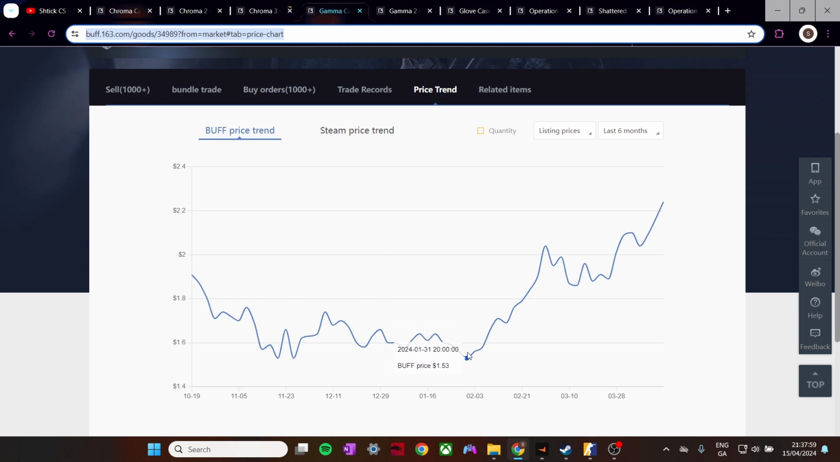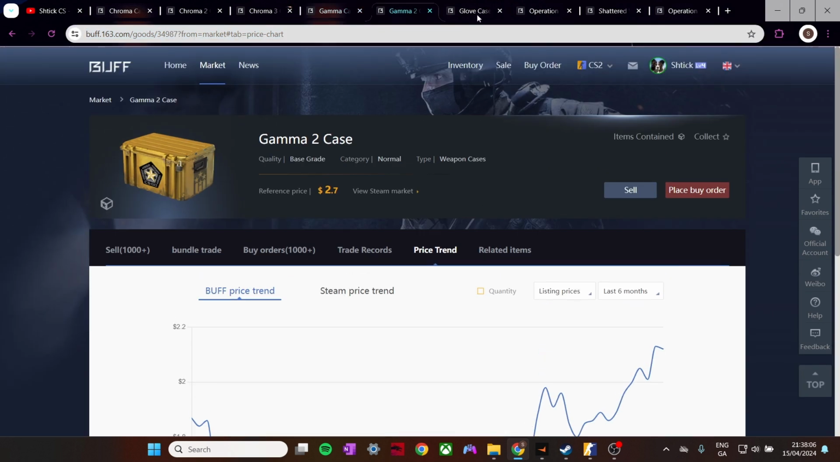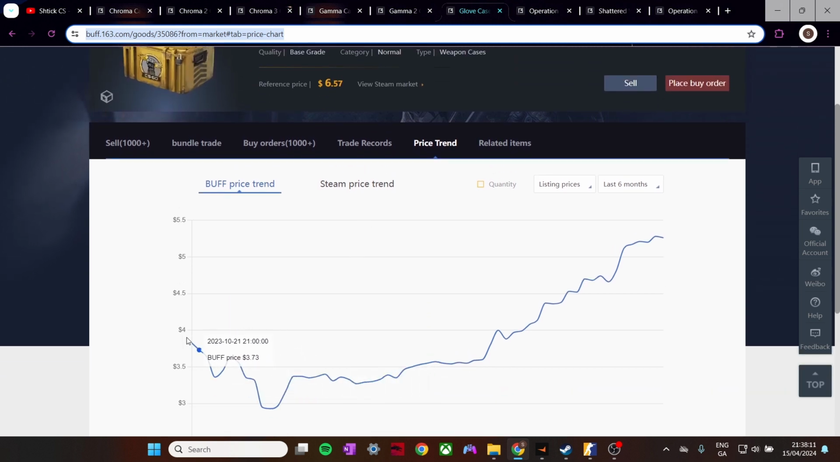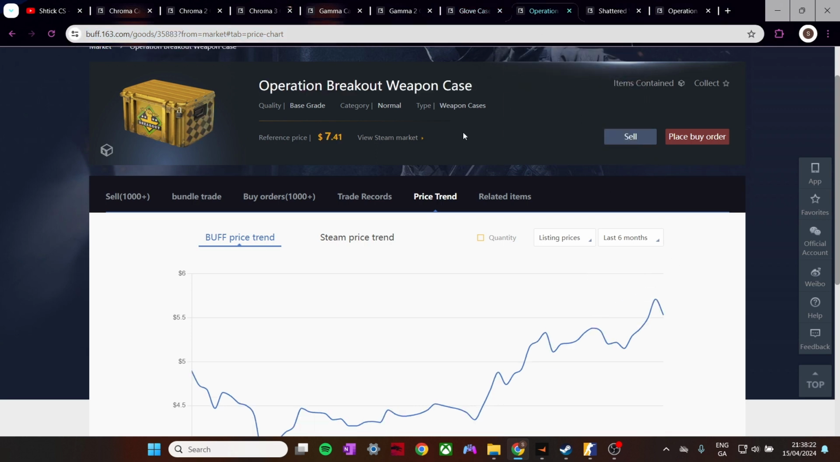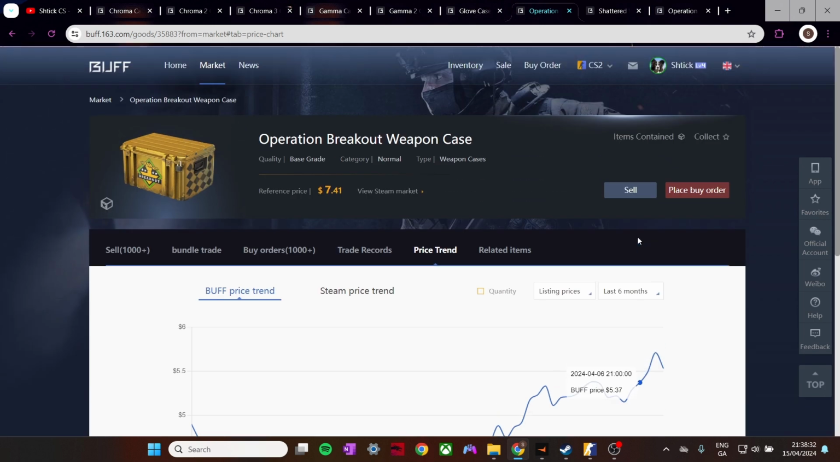These were down at $1.53 and now they're up at $2.24. Same with Gamma 2 cases as well. And it's also the same for the Glove case, which had a very steady increase. 6 months ago, this was $3.73 and now it's $5.26. So congratulations if you held on to a bunch of Glove cases, because these are at an all-time high right now. The Operation Breakout case as well is up quite a significant amount. It was $4.90 and now it's about $5.50-ish.